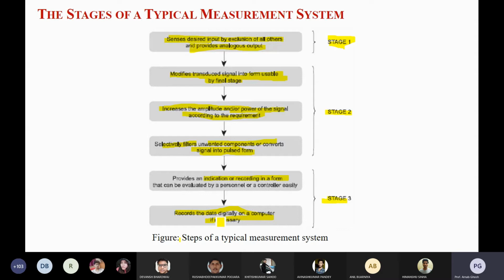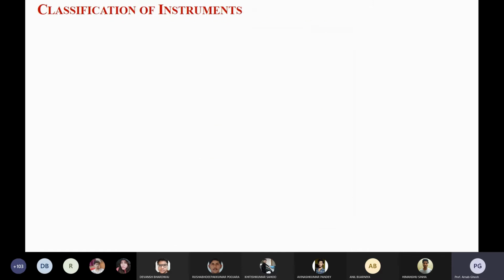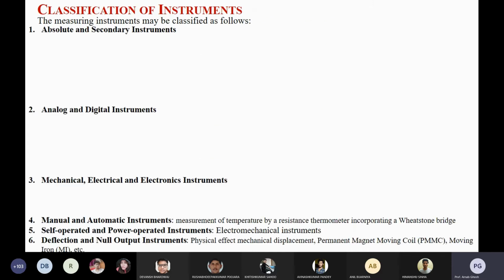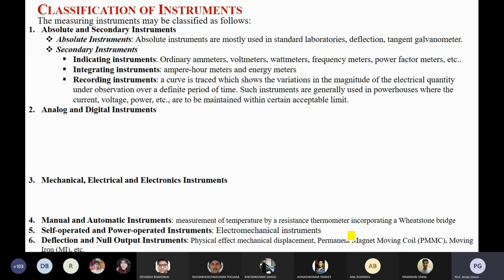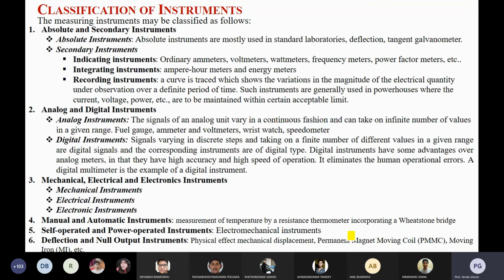So these are the three steps of a typical measurement process. Okay, after that comes the classification of instruments, which is very important. I told you about standardization, the standardization of instruments. In my last class I told about how you standardize your instrument, and if you have manufacturing units, which standard you need to follow. That was discussed in my previous class.